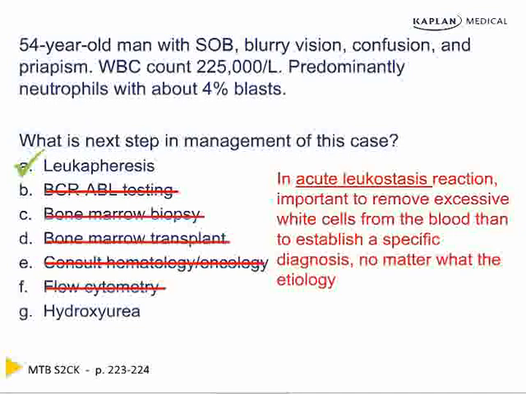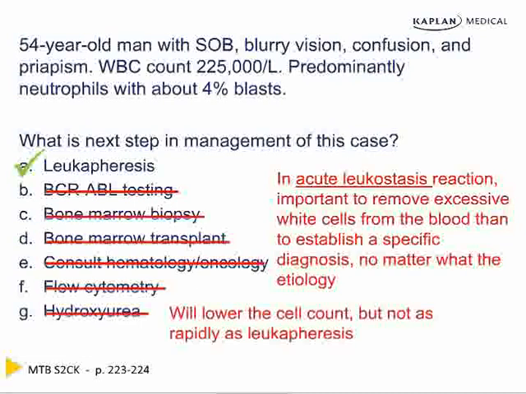With a plasmapheresis machine, you simply put it in a centrifuge and you can convert it to taking off the white cells. So it's like plasmapheresis. Matter of fact, you can use the same machine, but you take off white cells, so it becomes the leukapheresis. Hydroxyurea does help and will help lower the cell count, but not as rapidly as leukapheresis.